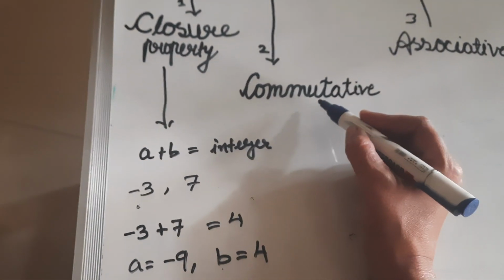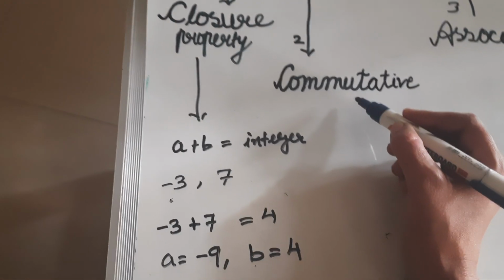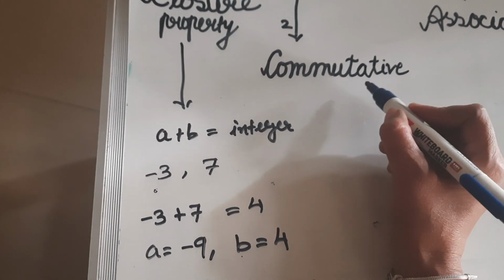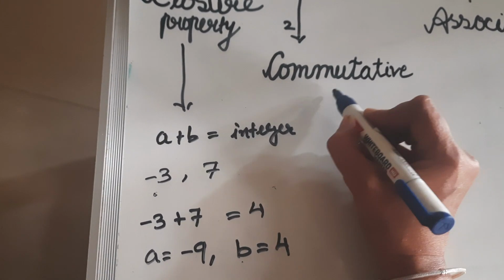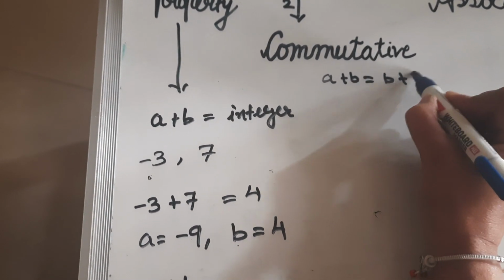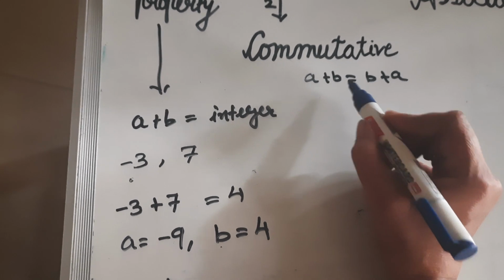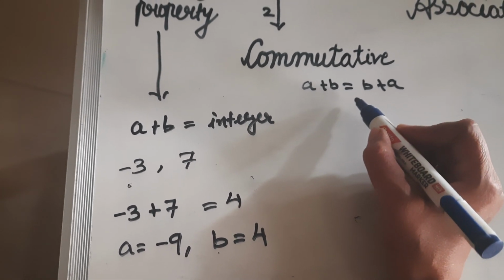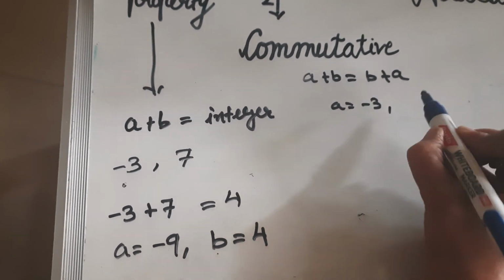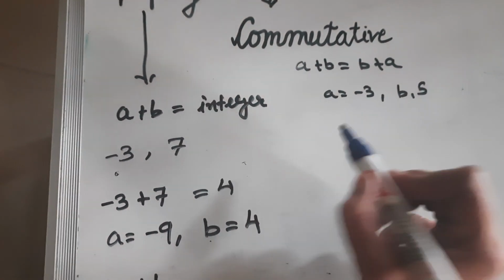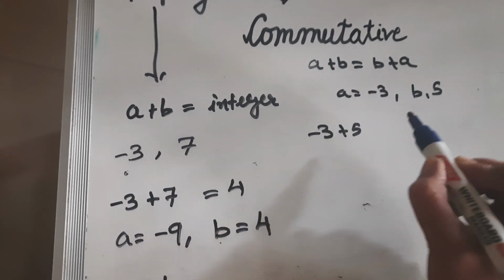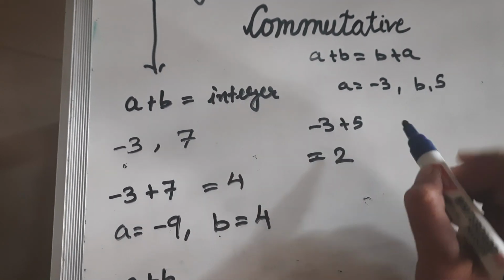Then comes the second property, commutative property. This means that by changing the order of integers, the answer remains the same. a plus b is equal to b plus a. This property is very helpful for objective type questions. For example, a is equal to -3 and b is equal to 5. So -3 plus 5 is equal to 2, this side.